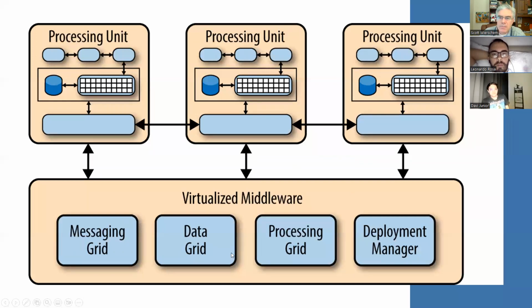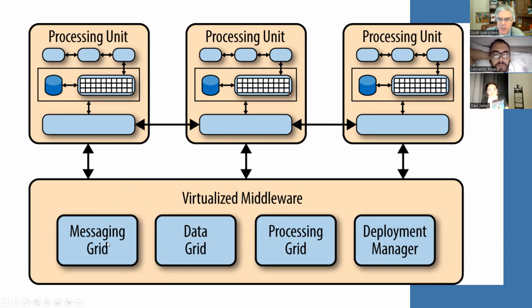Now your virtualized middleware is essentially the controller for the architecture. It manages any requests, sessions, data replication, distributed request processing, and processing unit deployment. And there are four main architecture components: your messaging grid, your data grid, your processing grid, and your deployment manager.